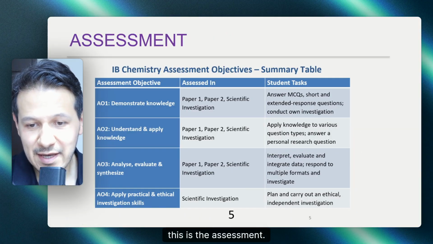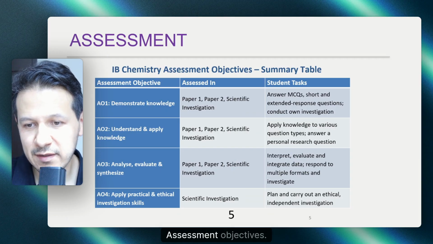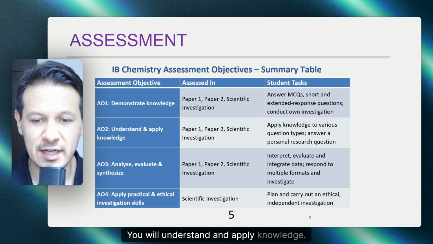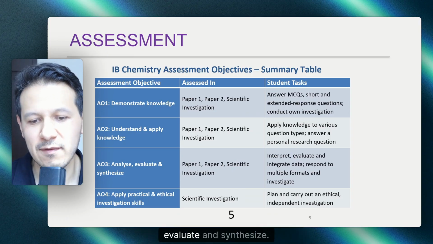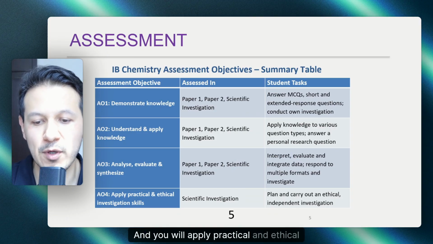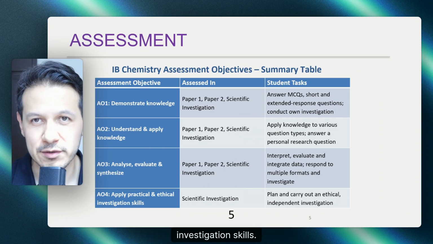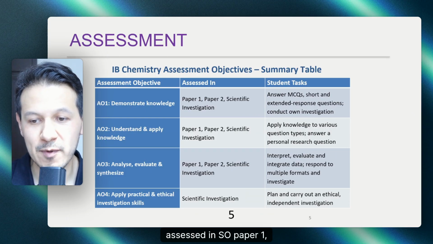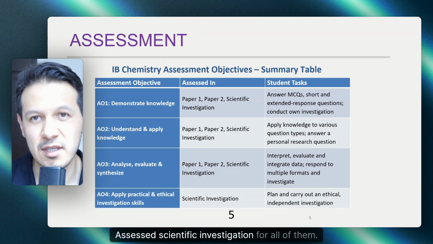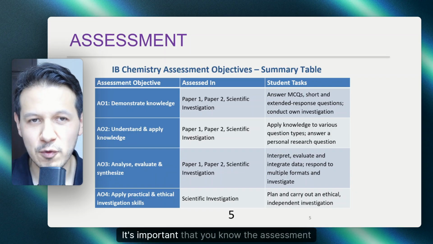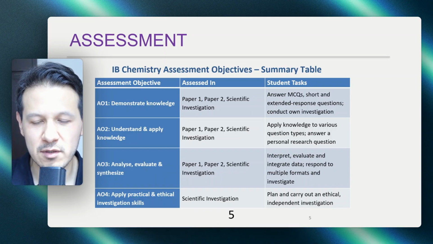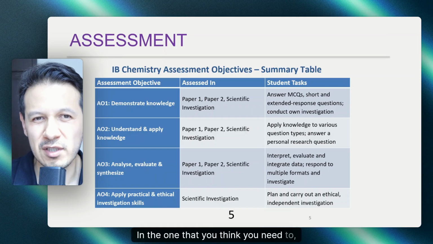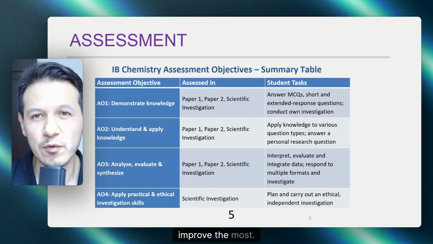Okay, guys, this is the assessment. Those are the objectives, assessment objectives. So you will demonstrate your knowledge, you will understand and apply knowledge, you will analyze, evaluate, and synthesize, and you will apply practical and ethical investigation skills. Where are these assessed? So, paper one, paper two, a scientific investigation for all of them. It's important that you know the assessment objectives, so then you will focus on the one that you think you need to improve the most.